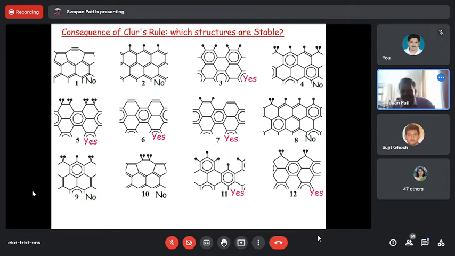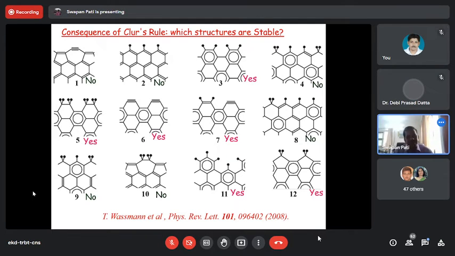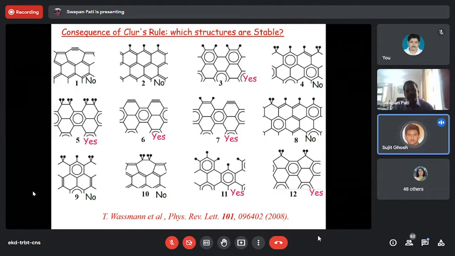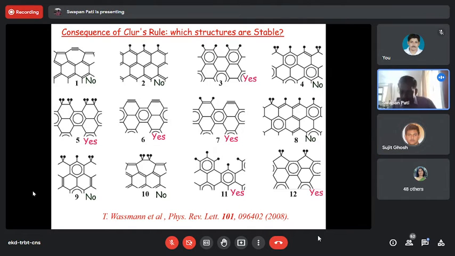Well, let me tell you, this paper is there: Wassmann et al., Physical Review Letters, 2008. This is the reference: volume 101, page number 096402. In fact, in this paper they have drawn many structures and told which one is stable and which is not stable, due to Clar's rule.